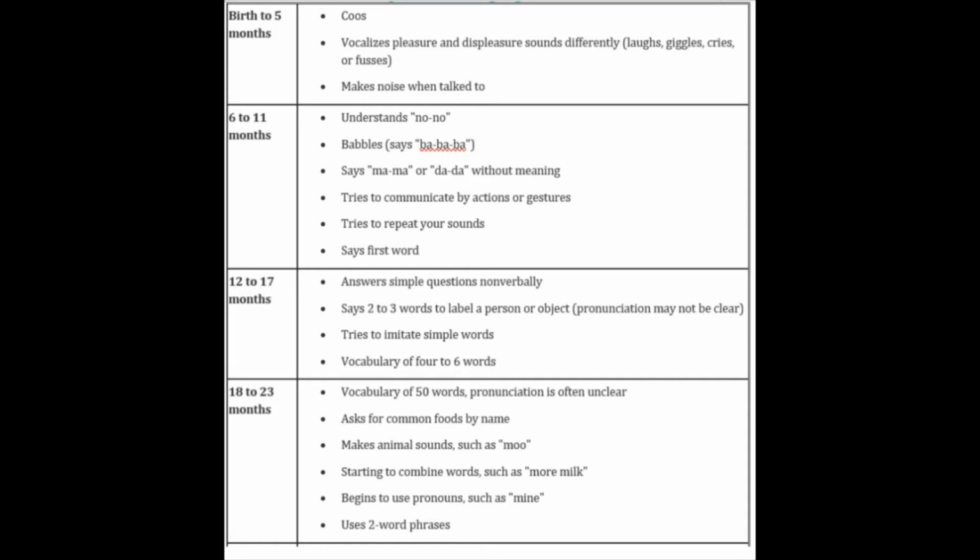From 12 to 17 months, they should be answering simple questions non-verbally, saying 2 to 3 words to label a person or object, trying to imitate simple words, and have a vocabulary of approximately 4 to 6 words. Then from 18 to 23 months, the vocabulary should be increasing to about 50 words, but the pronunciation will be unclear. They should ask for common foods by name, make animal sounds such as moo, starting to combine words such as more milk, beginning to use pronouns such as mine, and use simple two-word phrases.